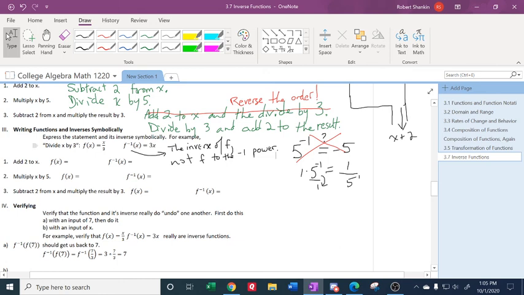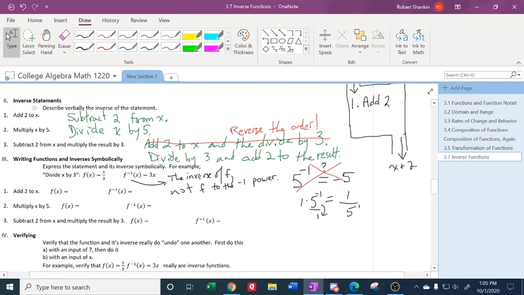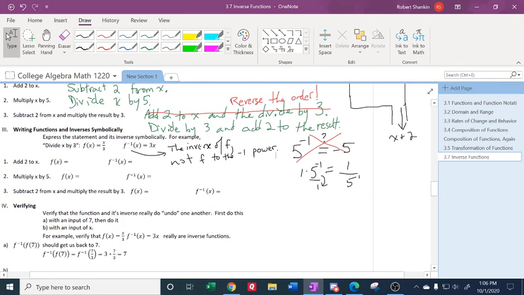Now, inverse function is what we've been talking about when I've been saying, describe the inverse of the statement. Add 2 to x, the inverse of that is subtract 2 from x. The inverse of addition is subtraction. The inverse of multiplication is division. It's what undoes the other things, kind of the opposite in terms of operations.